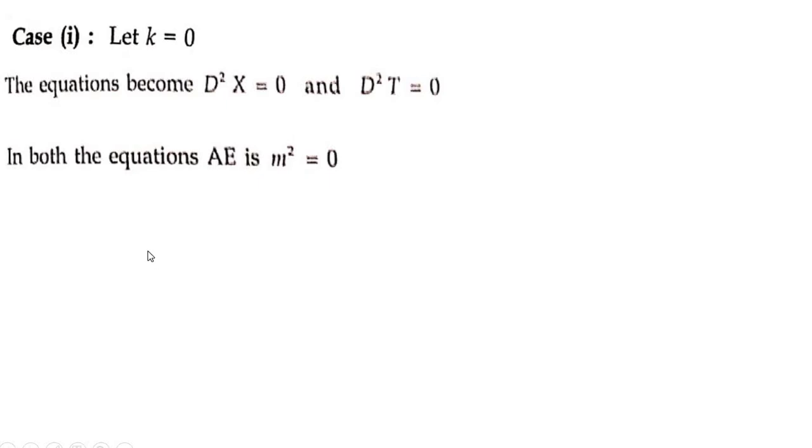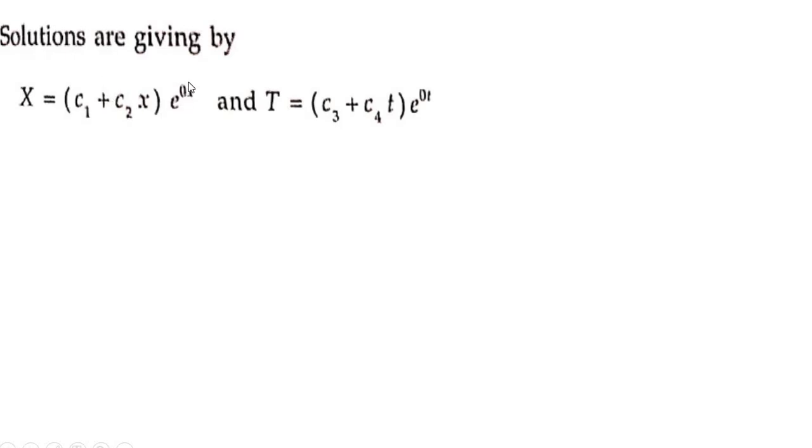So how do you write its solution? Therefore m is equal to 0, 0, which means that the roots are real and equal. So if the roots are real and equal, this is for capital X. Therefore capital X will be equal to C1 plus C2 x into e to the power 0x. That is the first solution. If the roots are real and equal, m is 0 here. For the second, capital T, there also the roots are the same, m equal to 0, 0, where the roots are real and equal. C1 and C2 you have already used, so when you are writing the solution for T, T will be equal to C3 plus C4 into t, e to the power 0 into t.